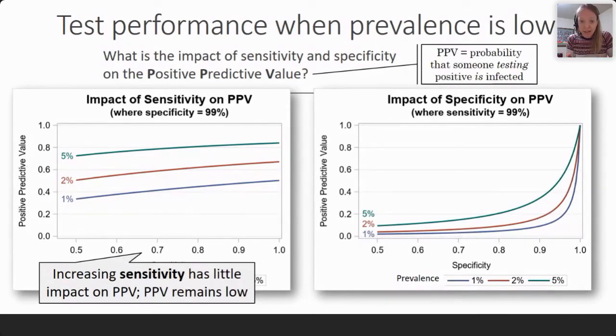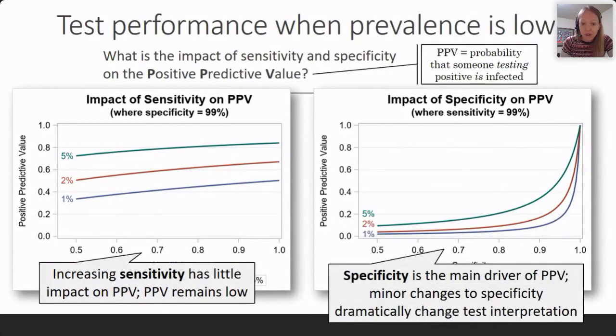Now let's look at the right-hand side where we're varying specificity. You can see that the PPV increases almost exponentially with specificity. But it's not until you reach at least 95% specificity that you start to get a positive predictive value that approaches even 50%. So the key takeaway here is that specificity really is the main driver of your positive predictive value when the prevalence is low, and that minor changes in your specificity can dramatically impact your interpretation.